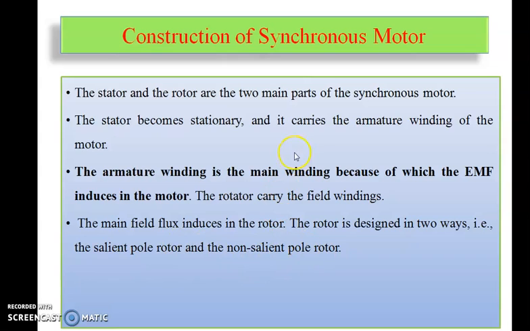So the construction of this synchronous motor is similar to that of the induction motor, because as we see in the induction motor there are two main parts, stator as well as rotor. In the synchronous motor, the armature winding, or simply the main winding, is fixed on the stator side, while the rotor has a field winding.